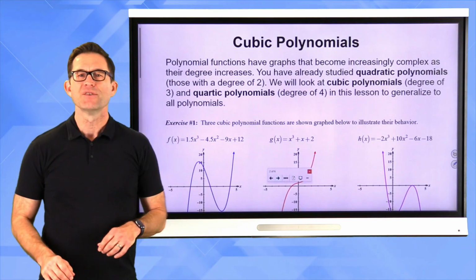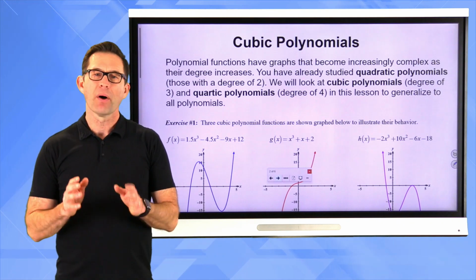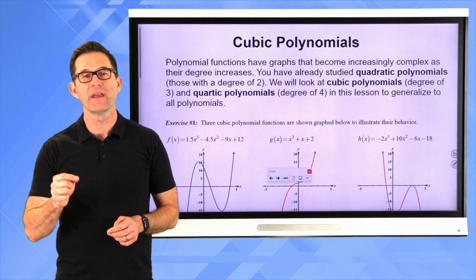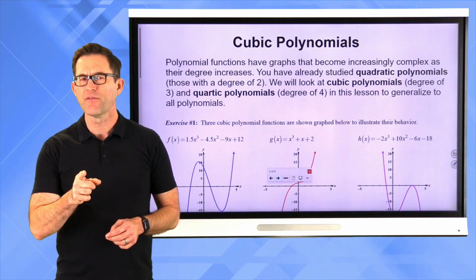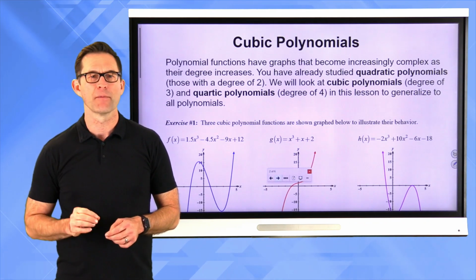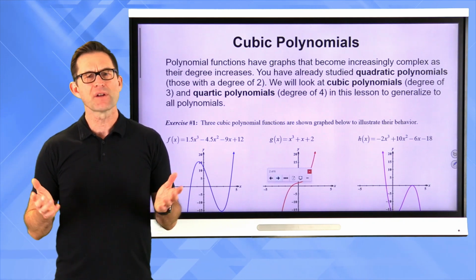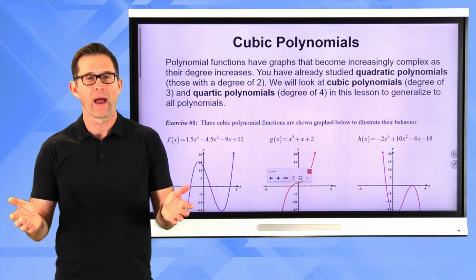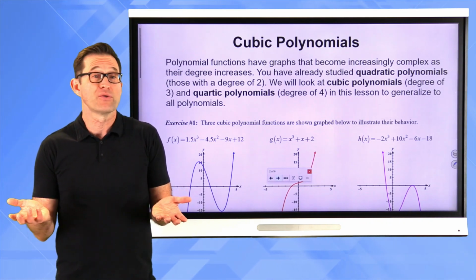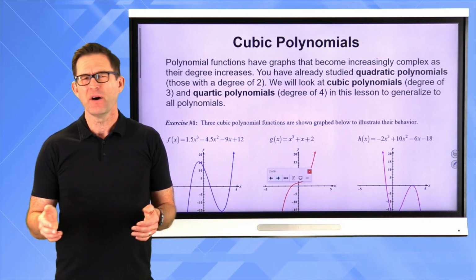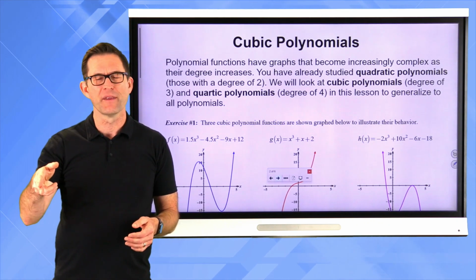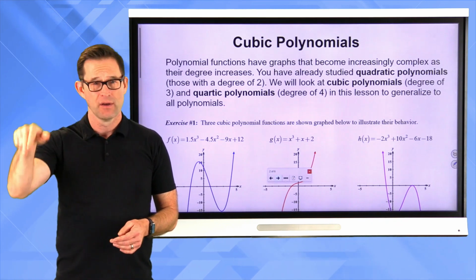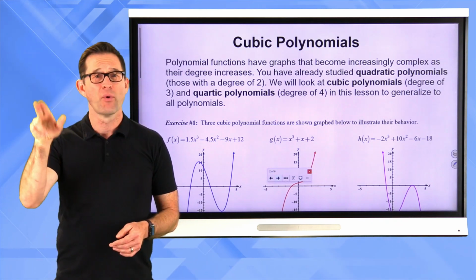Here we go. So, cubic polynomials. Polynomial functions have graphs that become increasingly complex as their degree increases. Remember, the degree of a polynomial is the highest power that the polynomial has. You've already studied quadratic polynomials. Those are the ones that have a degree of 2, right? Parabolas. And they're more interesting than lines, right? But they're kind of an arch, either one that points down or points up, depending on whether the leading coefficient is negative, pointing down, or positive, pointing up.